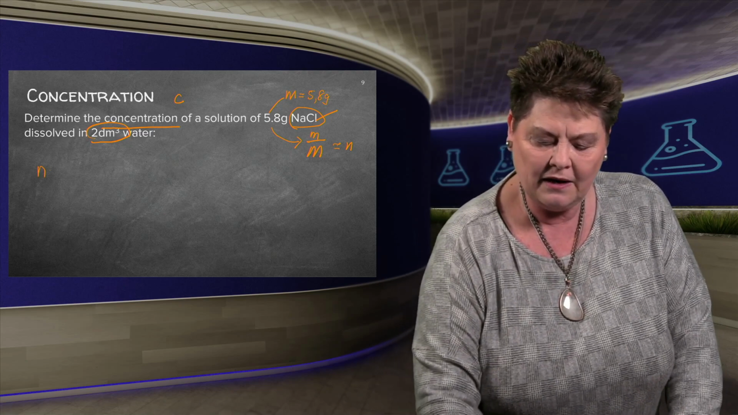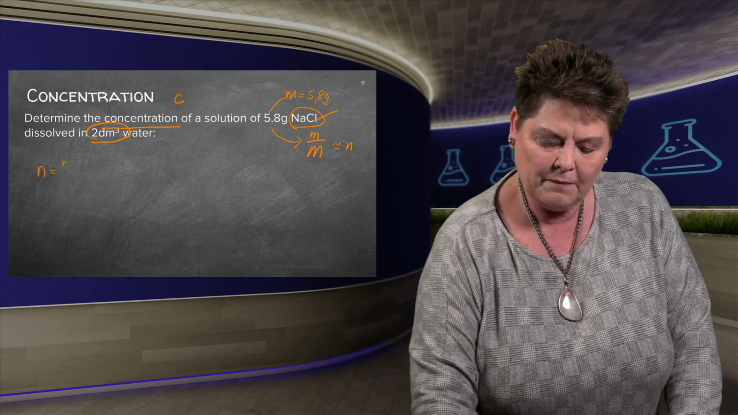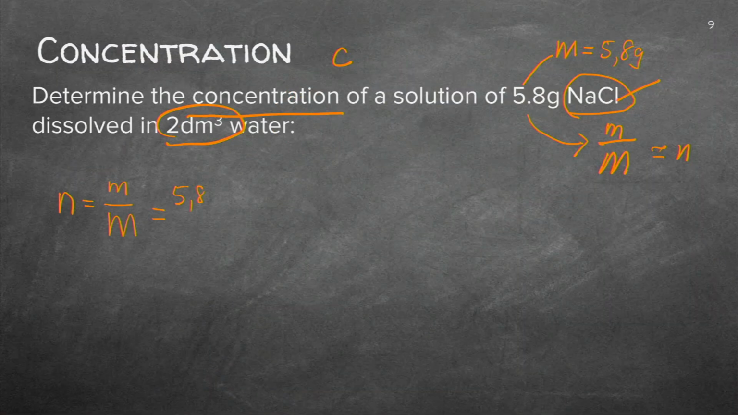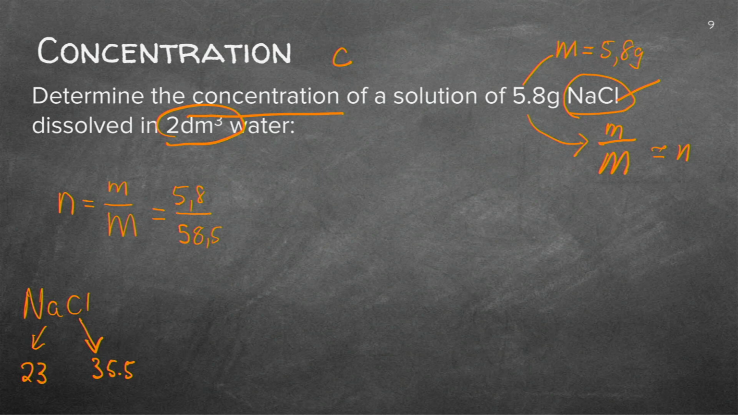I'm saying n is m over M, the molar mass. I've got 5.8. I've got sodium chloride. Sodium, have a look on your periodic table. That will give you 23 grams. Chloride, 35.5. If I add those two together, I get 58.5 grams. And if you do that calculation, you get 0.1 mole. Right, so I calculated the mole.